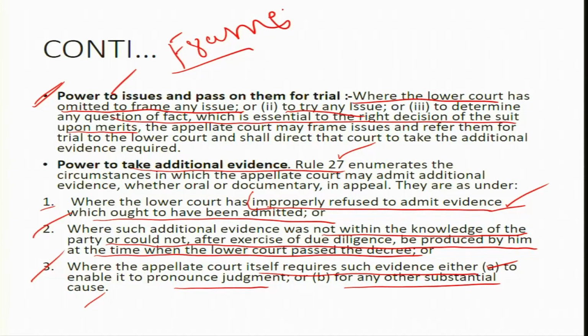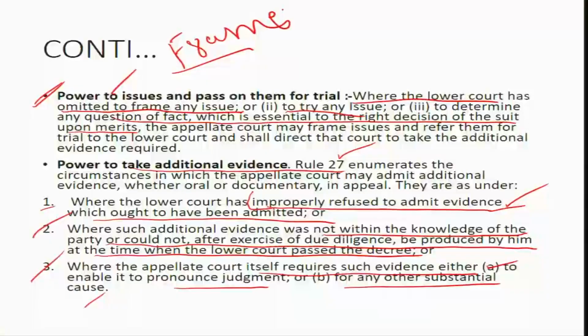Sometimes the court also says, if you really want to prove this, then produce this evidence, and the court can require it. So these are the three conditions of improper refusal, because the power is the power to take additional evidence, apart from the evidence you have already produced. If you want to produce some other evidence, and these three grounds are there, then the court can accept your additional evidence.